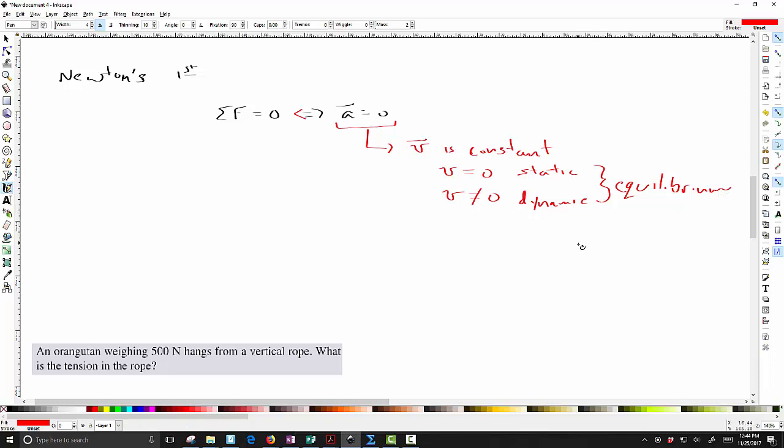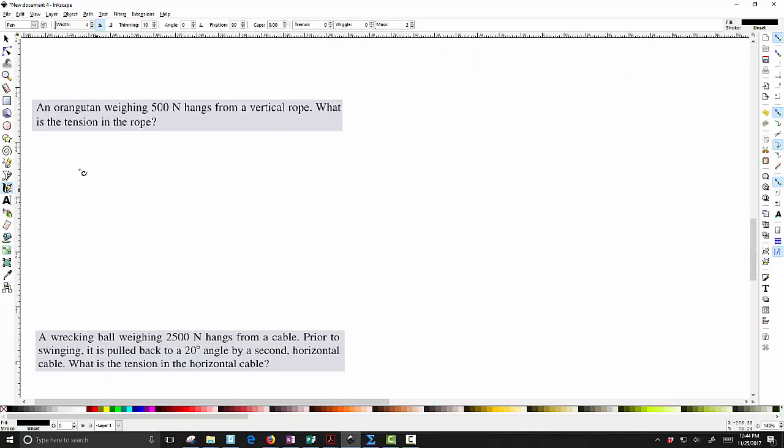All right. So the idea here is we're able to solve these problems relatively easily. If we know that they're not moving, then we know that all the forces add up to be zero. Not a big deal. So let's look at a couple examples. An orangutan is hanging from a vertical rope. We'll assume the orangutan is a sphere, and it's a rope, so that's called tension. The orangutan has some mass, therefore there's a gravitational force on him. The gravitational force is equal to 500 newtons. That's his weight. And we want to know what's the tension.